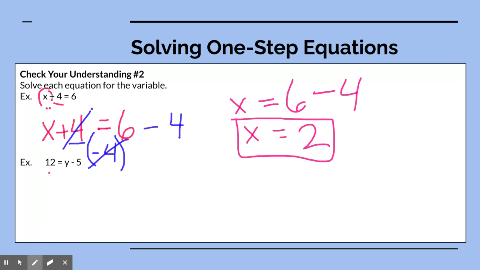Same thing down here. 12 is equal to y minus 5. Now, arguably, these two you could do in your head, but what do we do here? We need to solve for y, so we need to get y by itself. To get y by itself, we need to add the 5 to both sides. So there'll be plus 5, done to both sides.